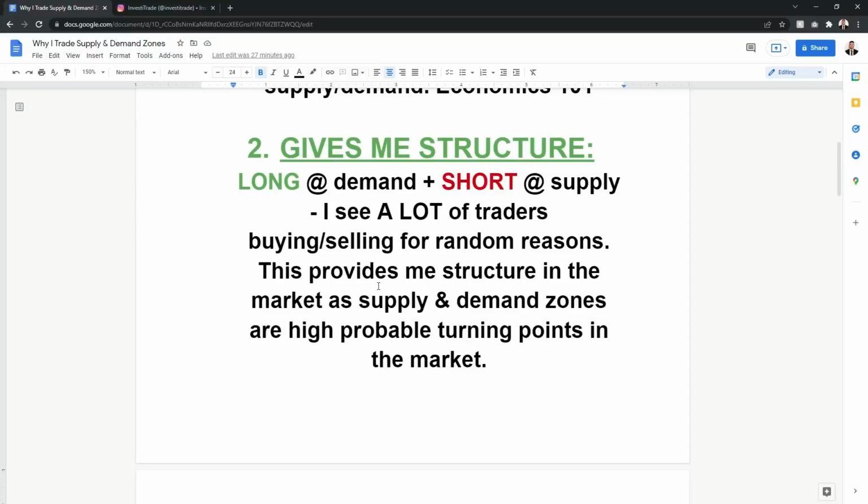Now, with this, supply and demand gives me structure. What I mean by this is obviously demand, we look to play the market long, and supply, we look to play the market short with some exceptions. But I see a lot of traders buying or selling for random reasons.